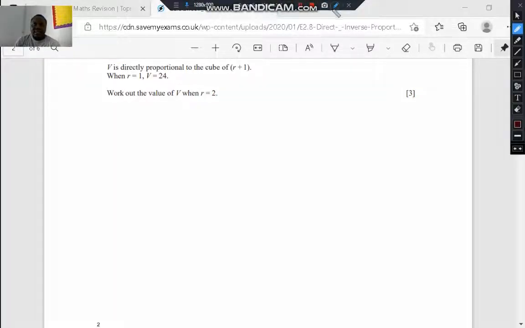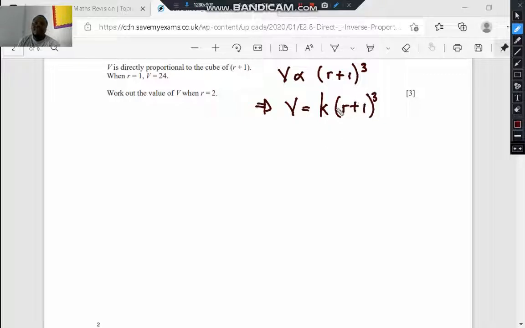So guys, this is the second example here, which says v is directly proportional to the cube of r plus 1. Right away, we need to come up with the formula. We need to look at direct proportion. So v is directly proportional to the cube of r plus 1, which is the cube. If that's the cube, then the formula would be v equals some constant k, which we establish, multiplying the same cube of r plus 1.